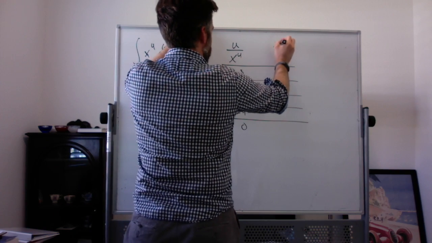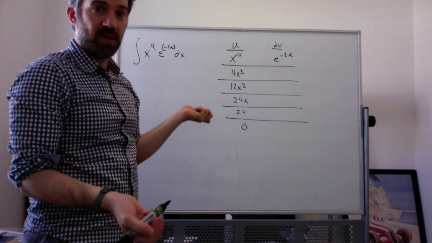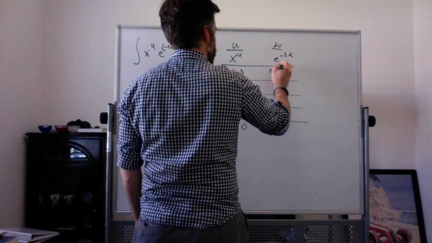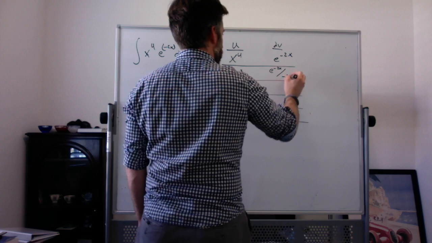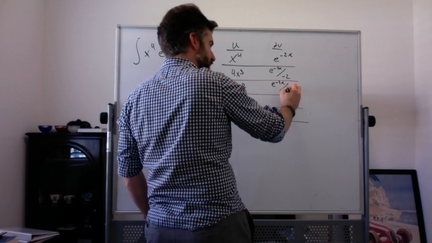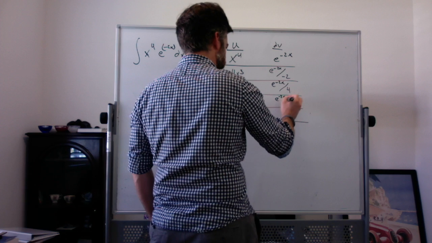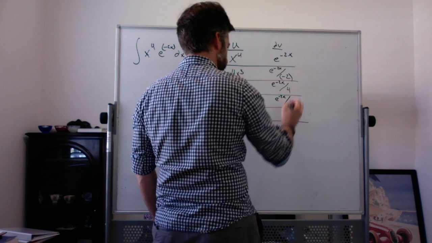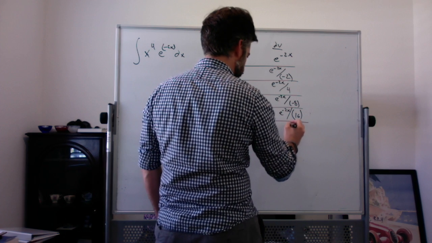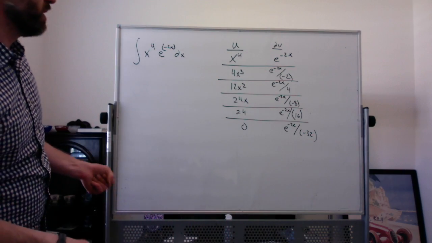And my dv is going to be e to the negative 2x, and then the antiderivative of e to the negative 2x is e to the negative 2x divided by negative 2. And the antiderivative of that is e to the negative 2x divided by another negative 2, so it'd be divided by 4 overall, because negative 2 times negative 2 is 4. And the next one's going to be e to the negative 2x divided by negative 8. And the next one, e to the negative 2x divided by 16. And the next one, e to the negative 2x divided by negative 32. Kind of gross, but it is what it is.